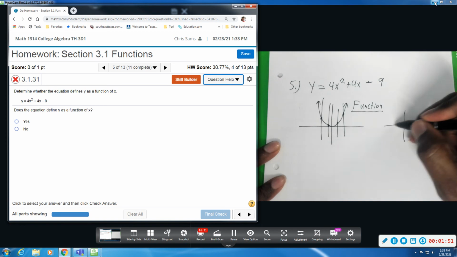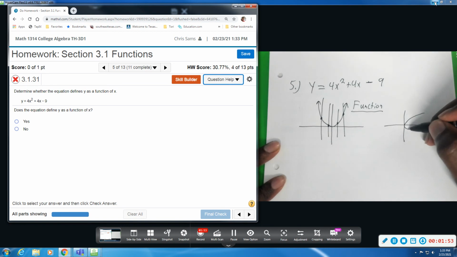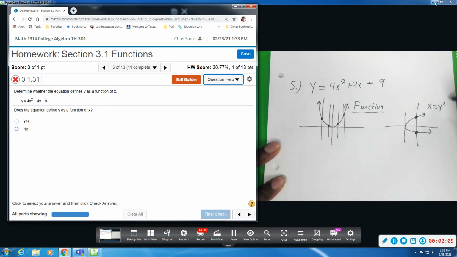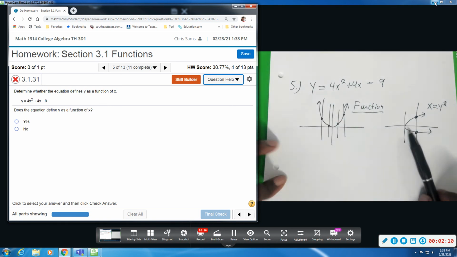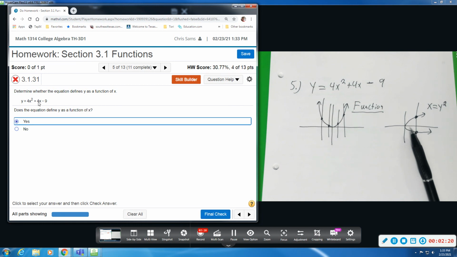If I had a graph, something like a parabola on its side, this would not be a function because it crosses the graph twice. That would be like if you had x equals y squared. So as long as your equation is solved for y, you can compare to the parent functions. There's no method that you know of to solve right now, but this one would be a function because it would pass the vertical line test when you graph a parabola.